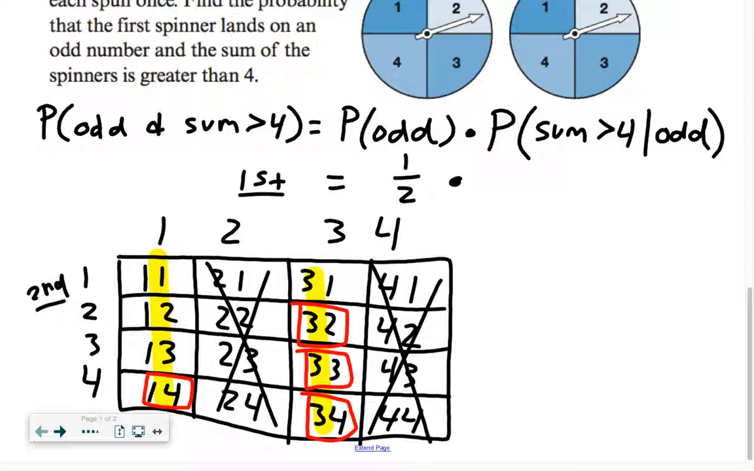What was our total here? Not 16, but 8. We had 8 available options to us, and we found that 4 of them are available. So 1/2 times 1/2, 1/4. Charts are going to be very, very helpful. Okay, if you have highlighters, you can use those as well. Otherwise, just simply crossing out the other columns works too.